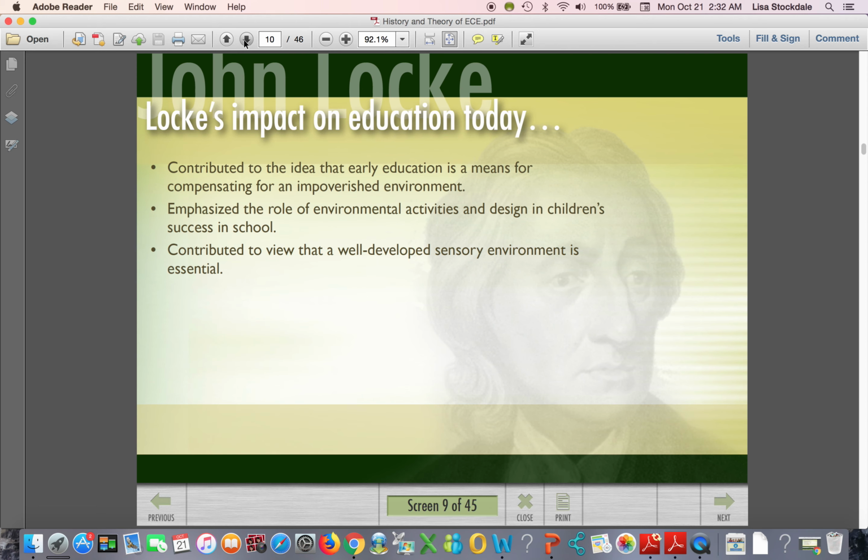So we still feel Locke's impact on education today because he contributed to the idea that early education is a means for compensating for an impoverished environment, a way of helping make up for the lack of advantage for certain children. He emphasized the role of environmental activities and design in children's success, and he also contributed to the view that a well-developed sensory environment is essential.